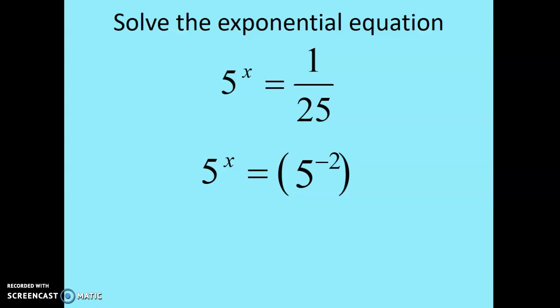It changes position. So if we have 5 to the negative 2 power, it is the same thing as 1 over 25. Now that we have the same bases, x will equal negative 2, because that's your only two exponents.